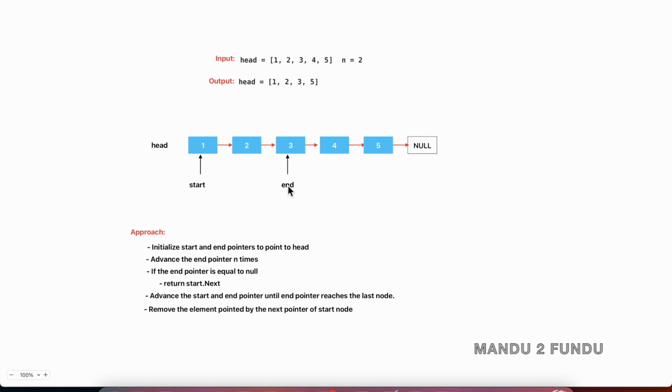Once the start and end pointers are positioned, we have to advance both the pointers together one at a time until the end pointer reaches the last element. When the end pointer reaches the last element, the start pointer points to the element before the element to be removed. Okay, and we manipulate the next pointer of the start pointer, and return the head of the list.